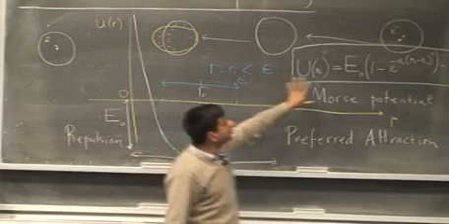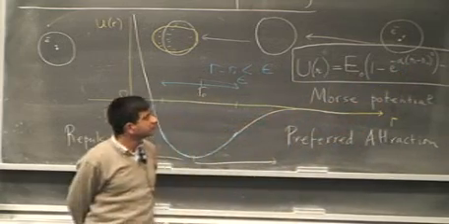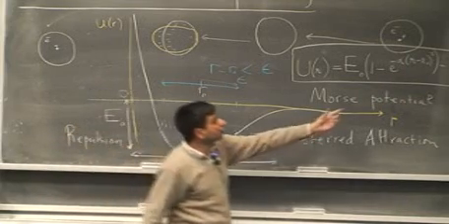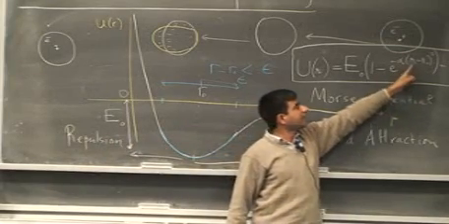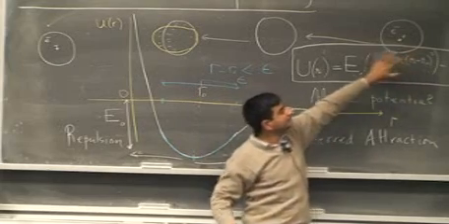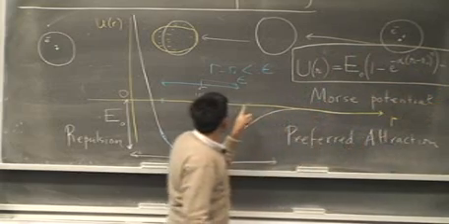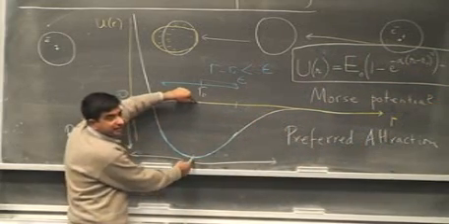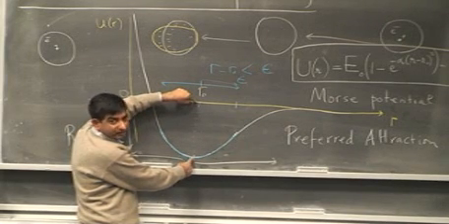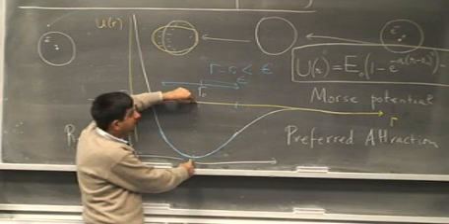What is the value of this potential at R equals R naught? This term goes to 1, because R minus R naught is 0, E raised to power 0 is 1, and 1 minus 1 is 0. This term disappears and you get minus E naught. So at R naught the value of the potential energy is minus E naught. In chemistry this is called bond energy, this energy you will study as bond energy, okay?